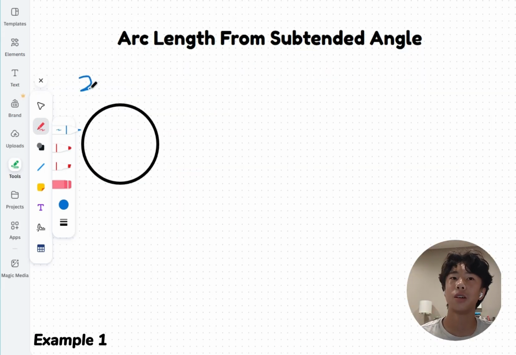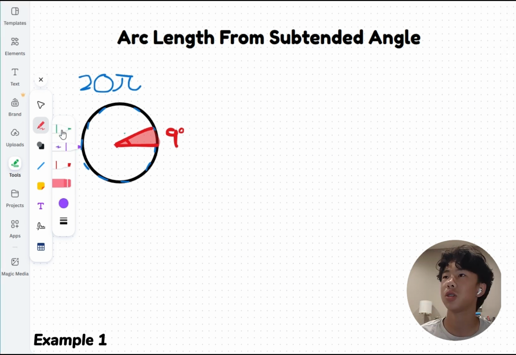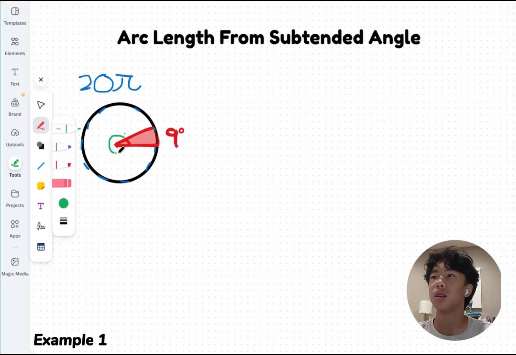So we have a circle here whose circumference measures 20 pi, and the circumference is basically the perimeter around the circle. And we have the center of the circle, which I'm about to draw, and this angle has a measure of 9 degrees. And we also know that all the way around the circle is 360 degrees, so let's think about that. And what we're trying to find is the length of the arc.